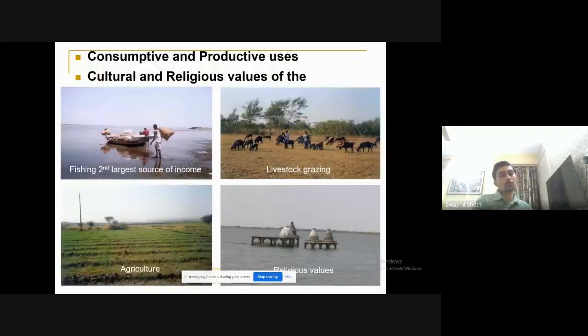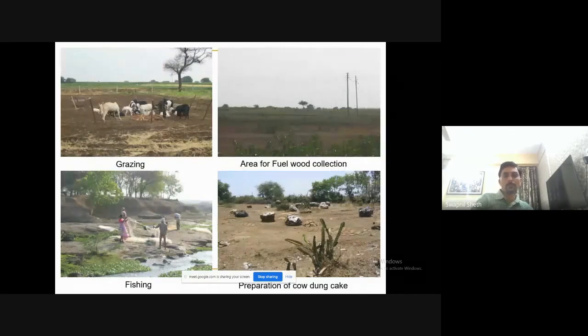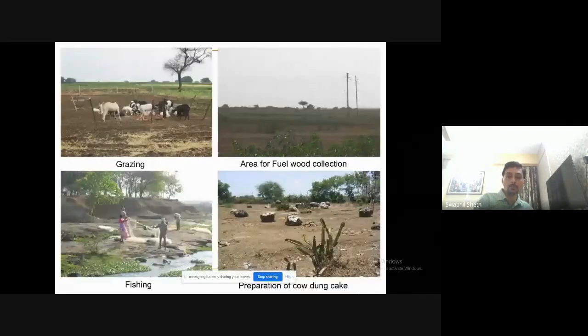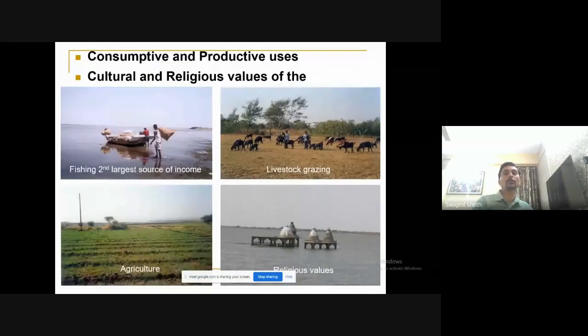Fishing is the second largest source of income in our country, then livestock grazing, agriculture, religious values. Those all depend on the ecosystem and the area, and then we utilize them. Similarly, grazing, areas for fuel wood collection, fishing, preparation of cow dung cakes. So all ancillary services and products we get from these diversified aspects. We consume them for our needs and also for business purposes. So they are always called consumptive and productive uses, and cultural and religious uses.